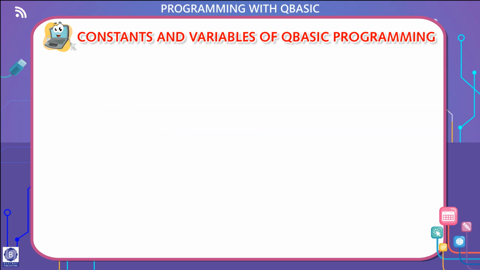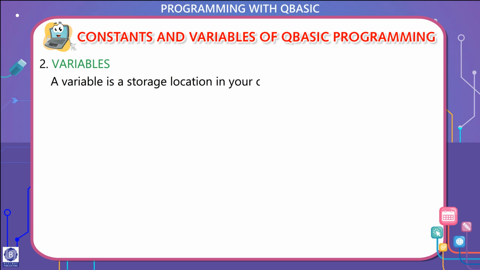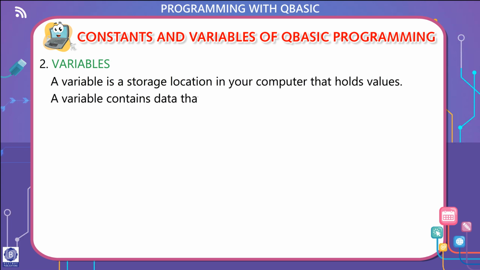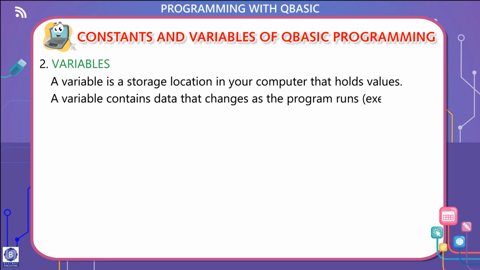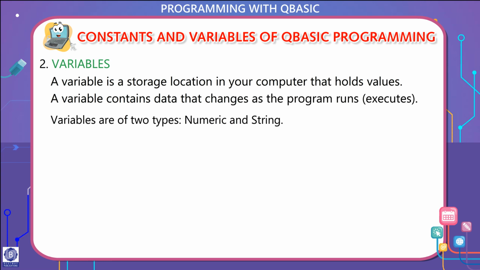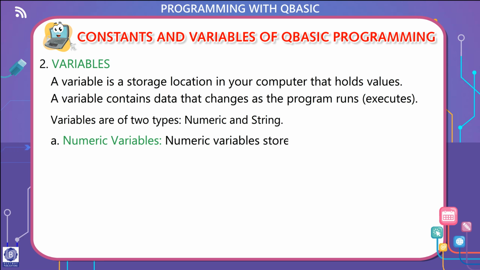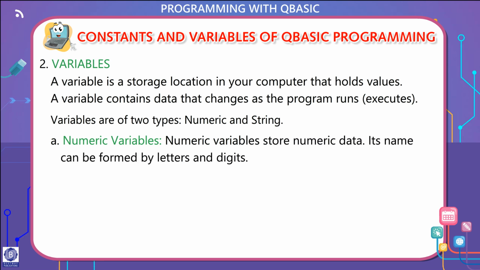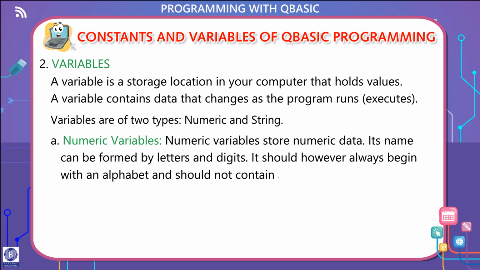Second are variables. A variable is a storage location in your computer that holds values. A variable contains data that changes as the program runs or executes. Variables are of two types, numeric and string. A. Numeric variables. Numeric variables store numeric data. Their names can be formed by letters and digits. They should, however, always begin with an alphabet and should not contain any special characters or spaces.